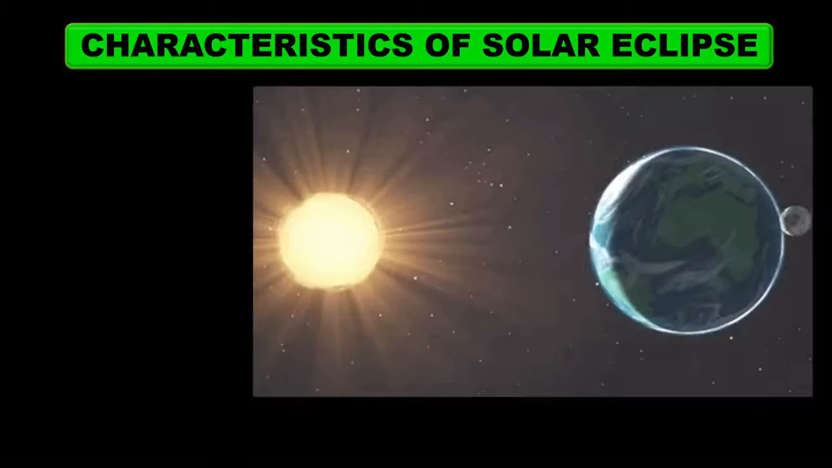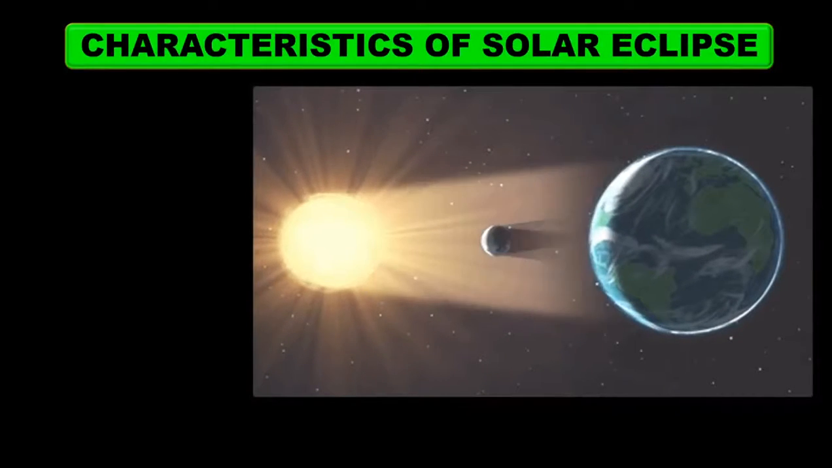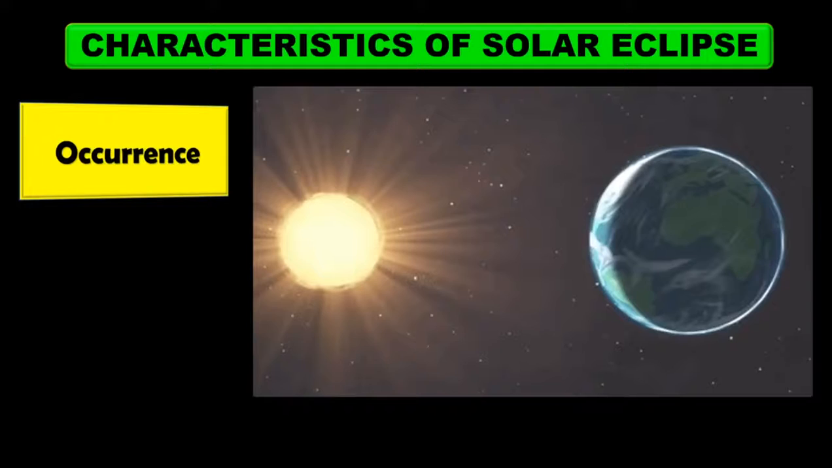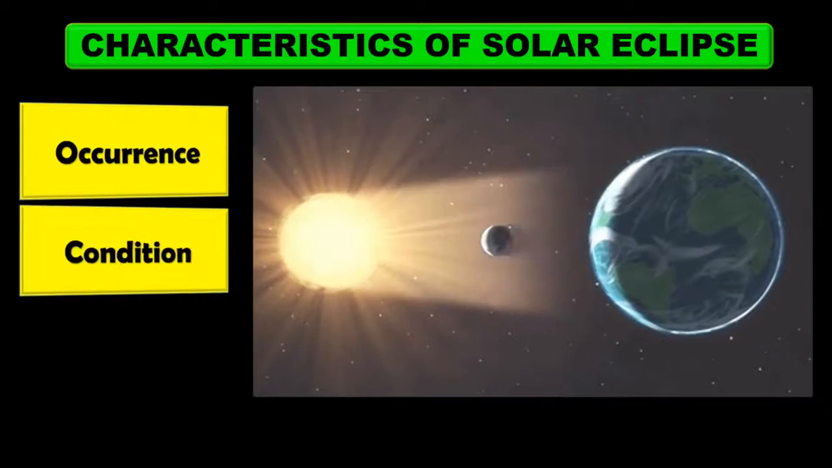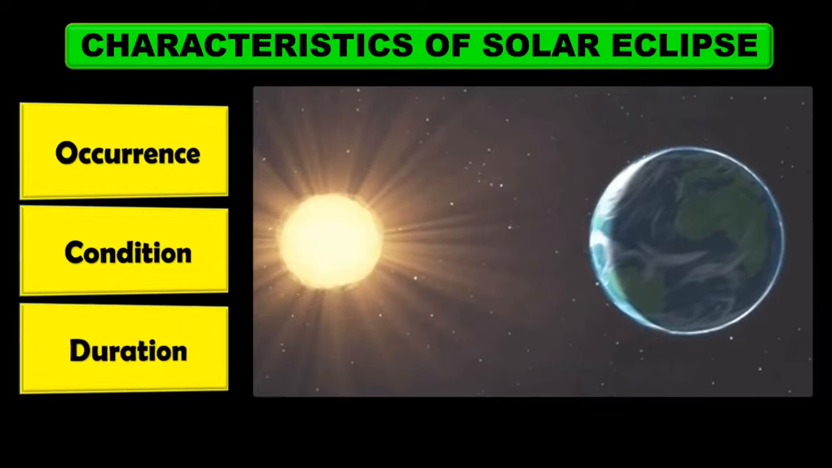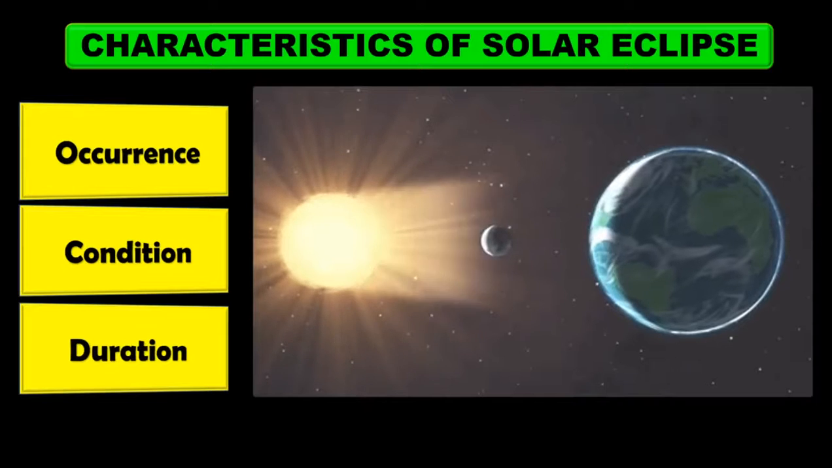Characteristics of solar eclipse. A solar eclipse occurs on a new moon day, but not on every new moon day. If and only if the Sun, the Moon and the Earth are in the same plane and fall in one line, a solar eclipse occurs. The maximum duration of a total solar eclipse is 7 minutes and 20 seconds.